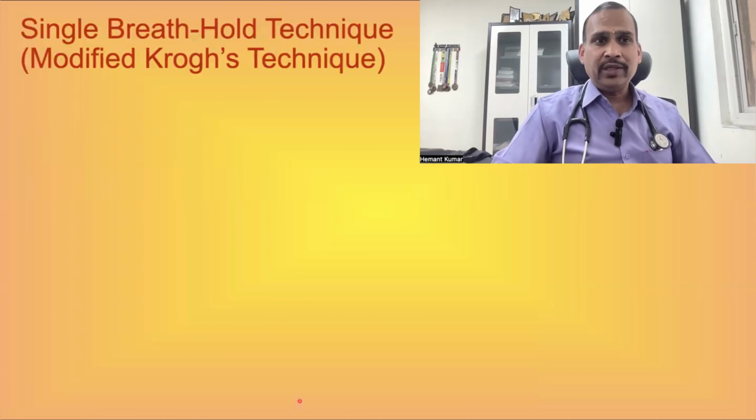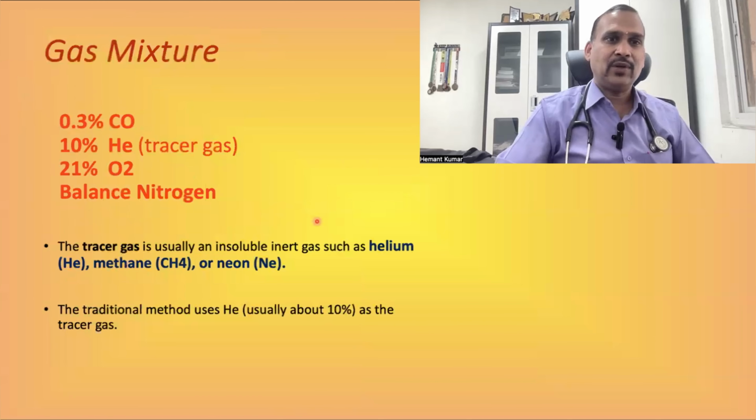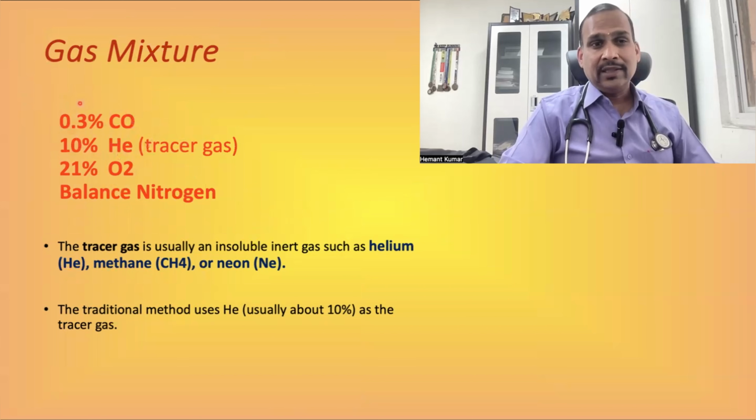So we commonly use the single breath hold technique, otherwise called the modified Krogh technique. We will discuss this technique in detail. In this, we are measuring the transfer of carbon monoxide across the alveolo-capillary membrane. So what gas mixture are we using? We are using carbon monoxide, and we know very well the percentage is 0.3%. Another gas is an inert gas, helium, which acts as a tracer gas, at 10%.